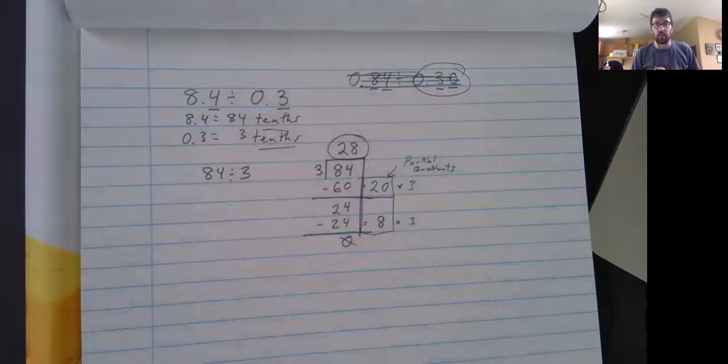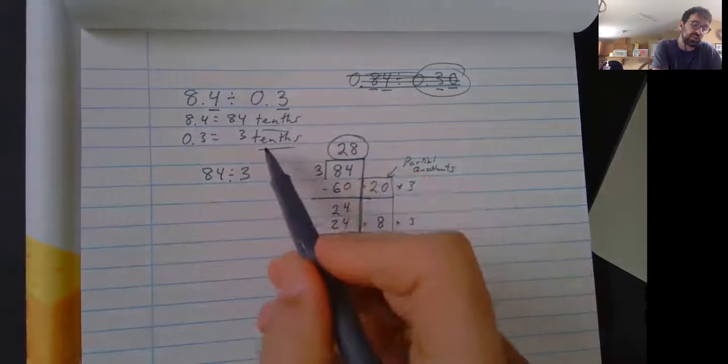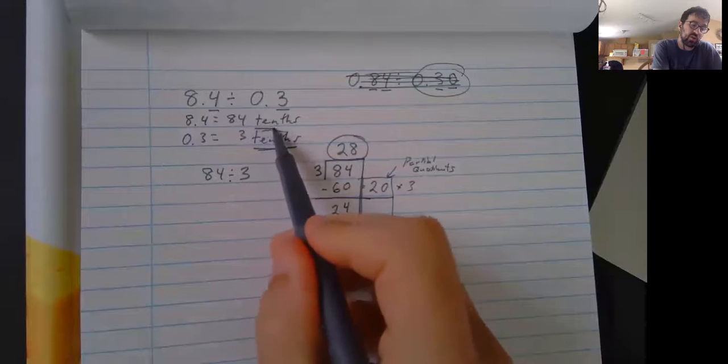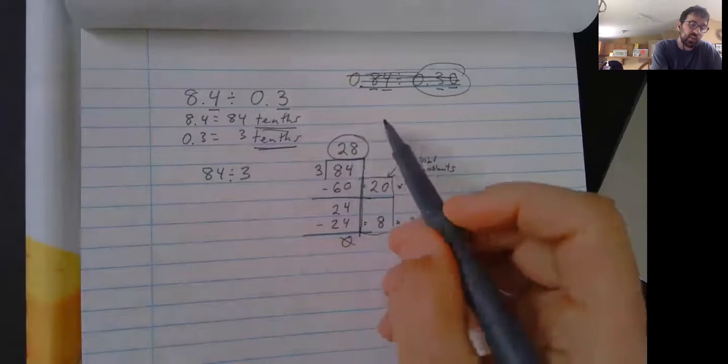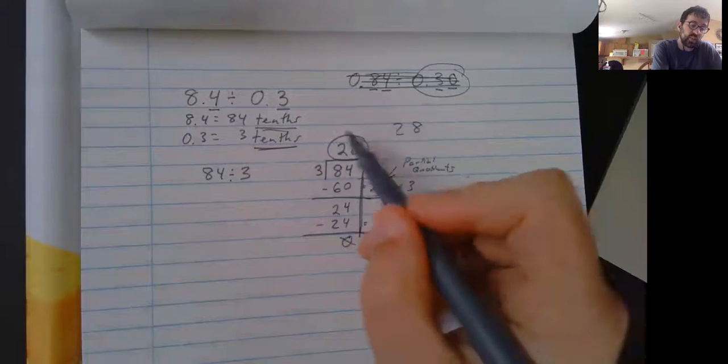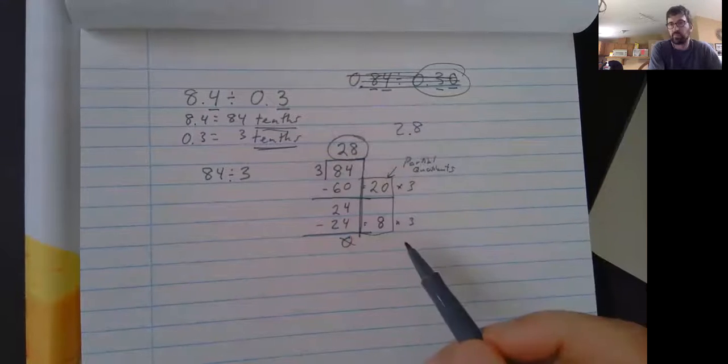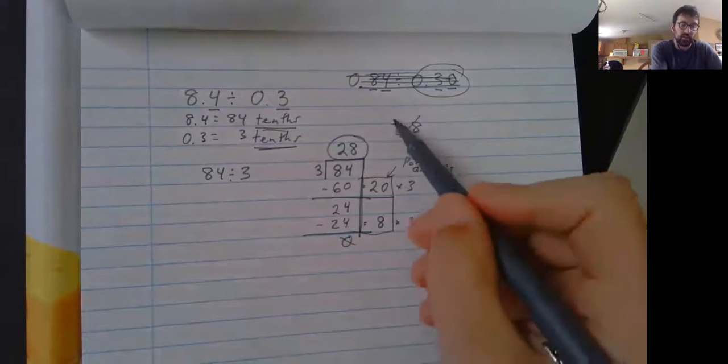Okay. Now, some common mistakes. Some common mistakes is our kids knew that this was tenths, for example, oh, they're in the tenths. This is 28. We need to change this 28 and we need to change it to tenths, 2.8. Don't do that. Don't do that.